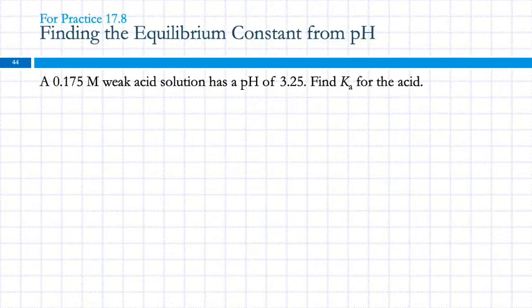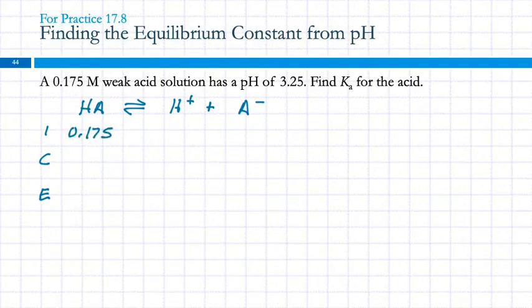Finding the equilibrium constant from pH. A 0.175 molar weak acid solution has a pH of 3.25. Find Ka for the acid. So this is different, but we're going to approach it the same way. We're going to write our equation for the ionization of our acid, and look at initial, change, and equilibrium. The molarity of the acid solution is the initial concentration for the acid, and H plus is approximately 0 and A minus is 0.